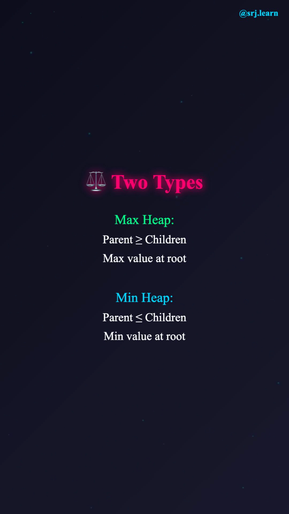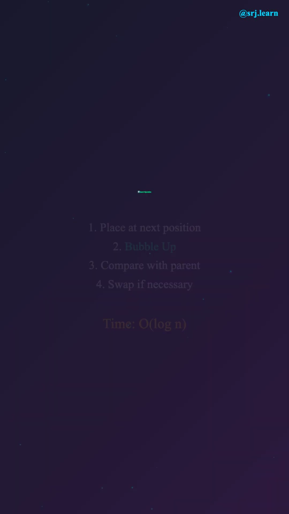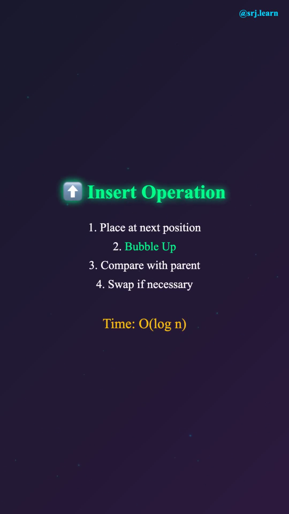Now let's talk about the operations and their time complexity. First, inserting an element. When you insert a new element, you place it at the next available position to maintain the complete tree property. Then you bubble it up by comparing it with its parent and swapping if necessary. This bubbling up process takes O of log n time because the height of a complete binary tree is log n.